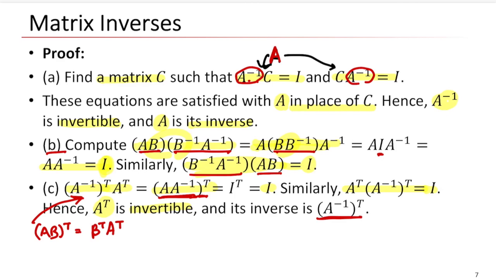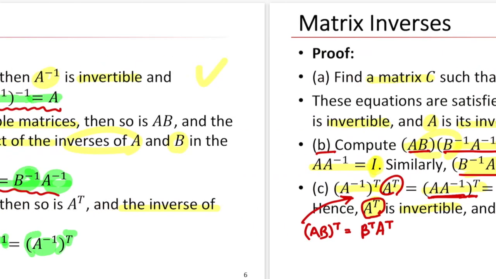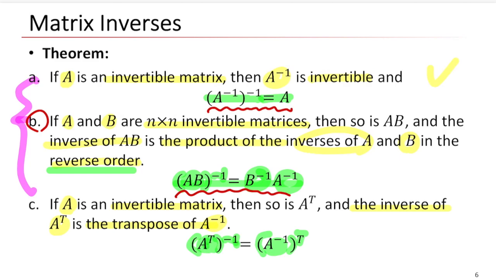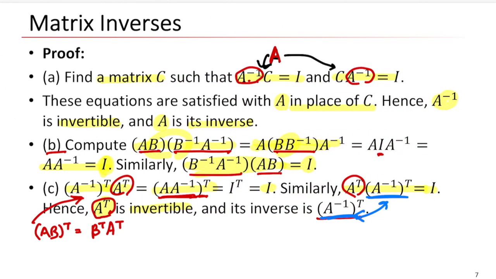So A transpose is invertible and has an inverse as this term. So we can represent A transpose inverse as A inverse transpose. Okay, so this is a proof of those properties.